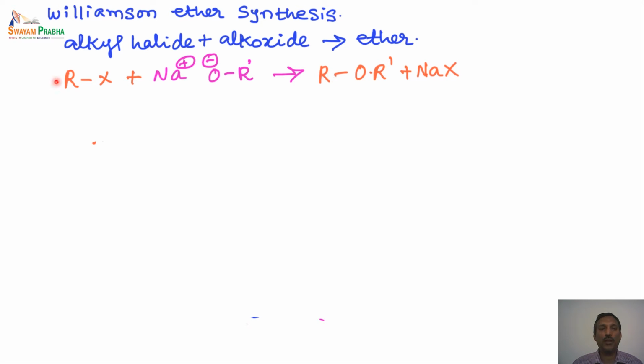Here the R unit comes from one part, and the second R' unit comes from the other part. So in between we have oxygen. The two alkyl units are coming from two different parts. One is from the alkyl halide unit, another one is the alcohol unit. The sodium alkoxide is formed from the alcohol. So basically the reaction is between an alkyl halide and an alcohol.